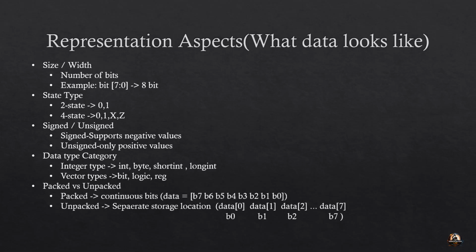Then we have packed as well as unpacked. Packed are used to define continuous bits like hardware representation. You can see here data is represented from bit B7 to B0. They are all continuous bits. Whereas unpacked are not continuous. They have separate memory locations like arrays.